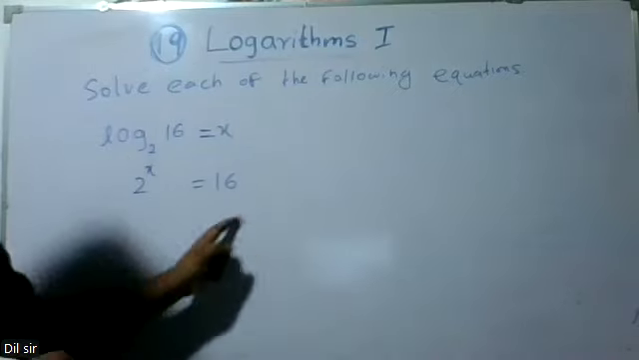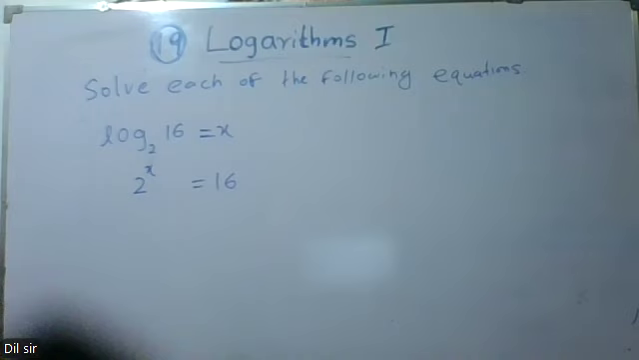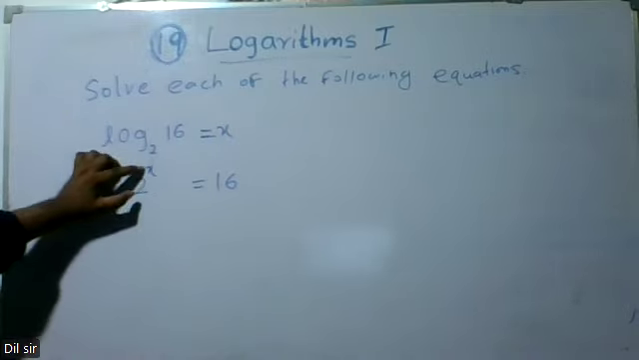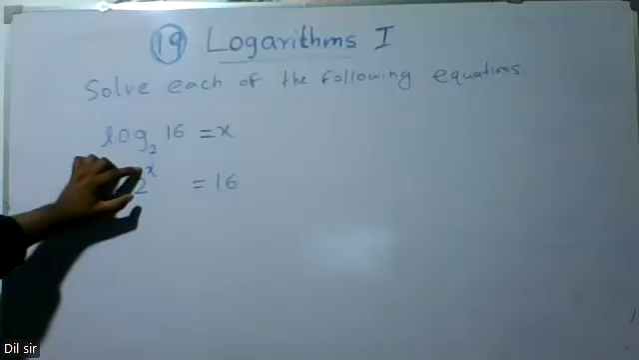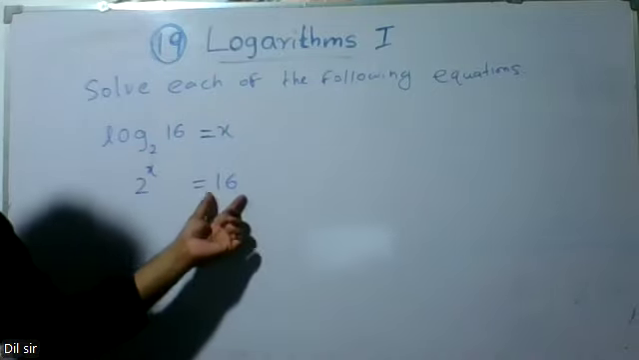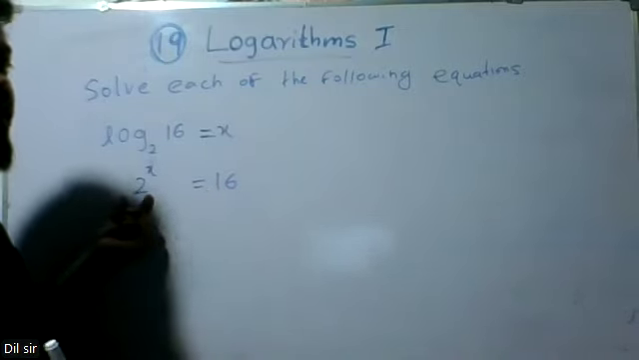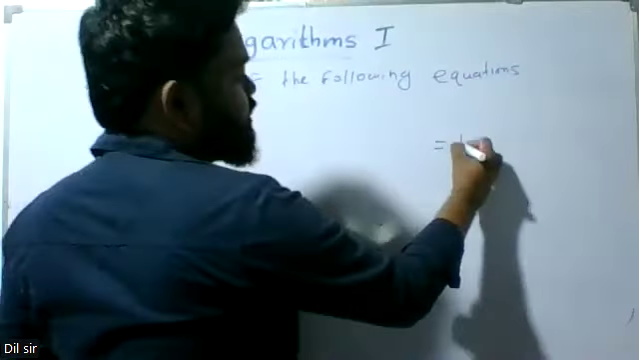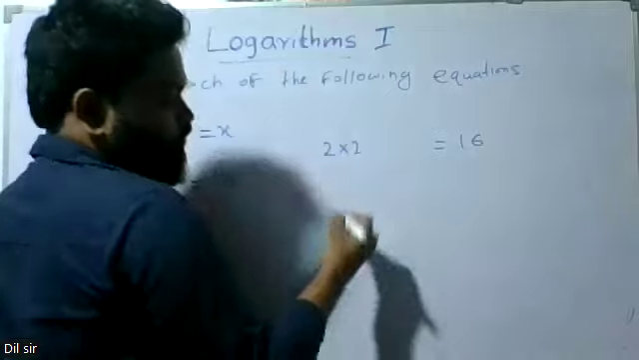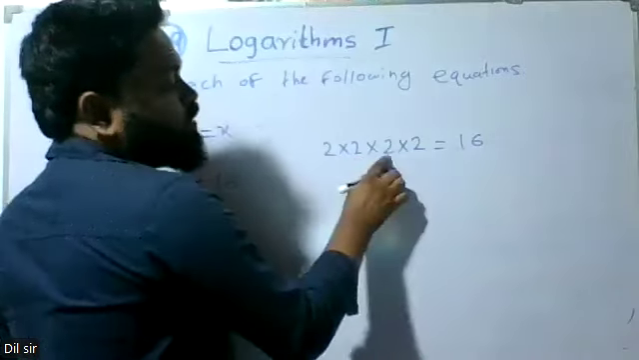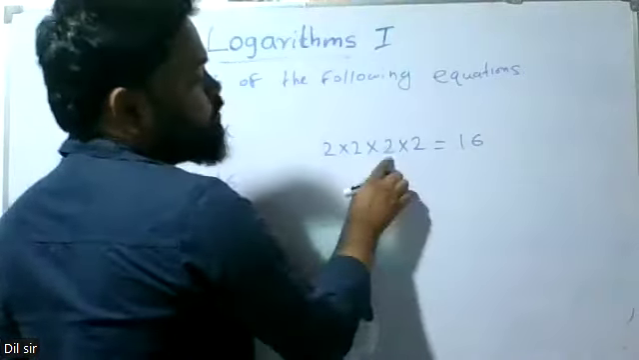Now this is an equation of indices. Where is the unknown term, in the base or in the index? It is in the index. Then you have to write this value, 16, in index notation with base 2. Let's see: 2 times 2 is 4, 4 times 2 is 8, 8 times 2 is 16.